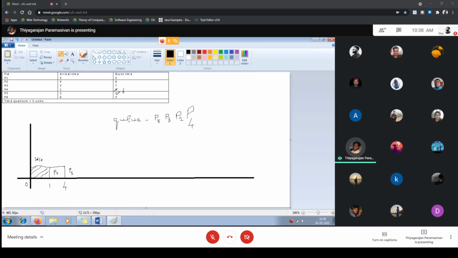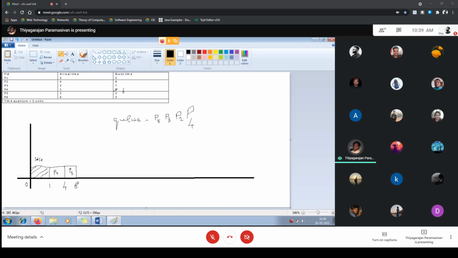What is the execution time of P5? 2. But what is the time quantum given? 3. So we will not allocate 3 because the process requires only 2. We have to allocate the CPU only for the burst time, even though the time quantum is larger. So P5 will be allocated only 2 seconds, and at 6, the process P5 will complete its execution.